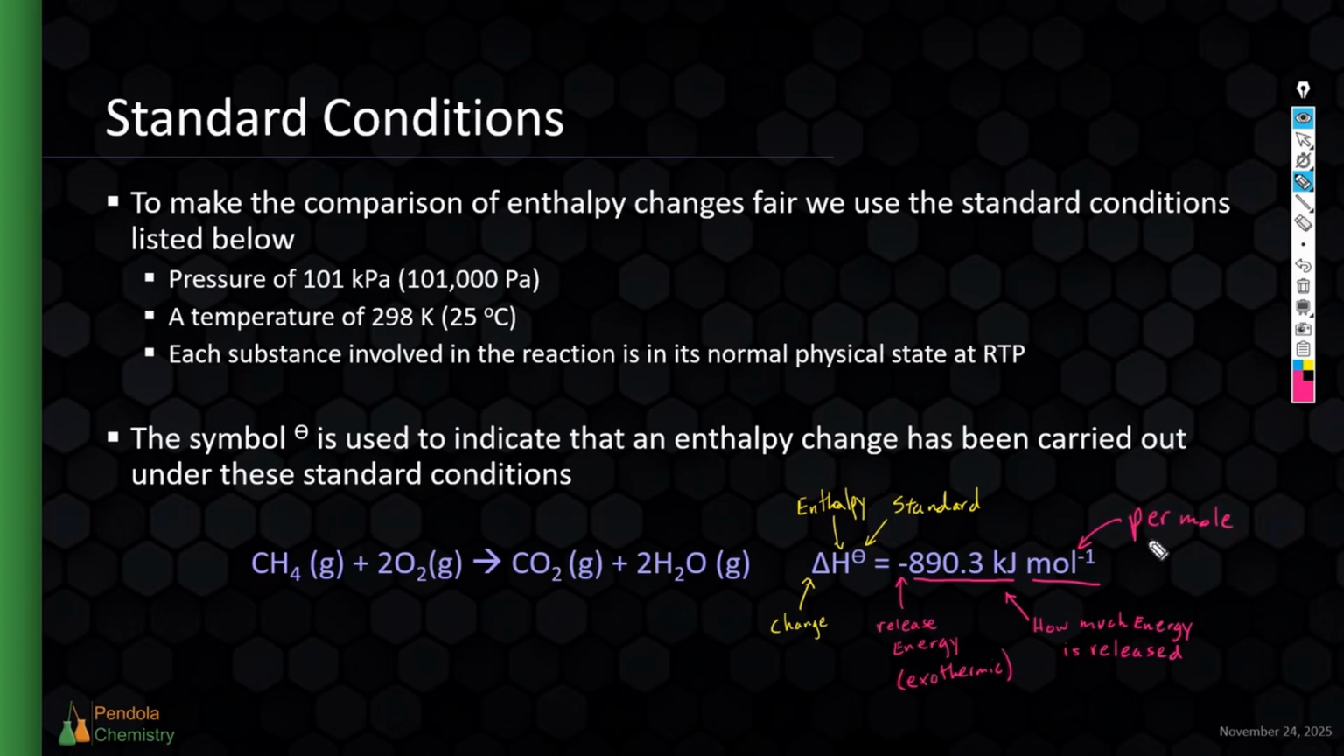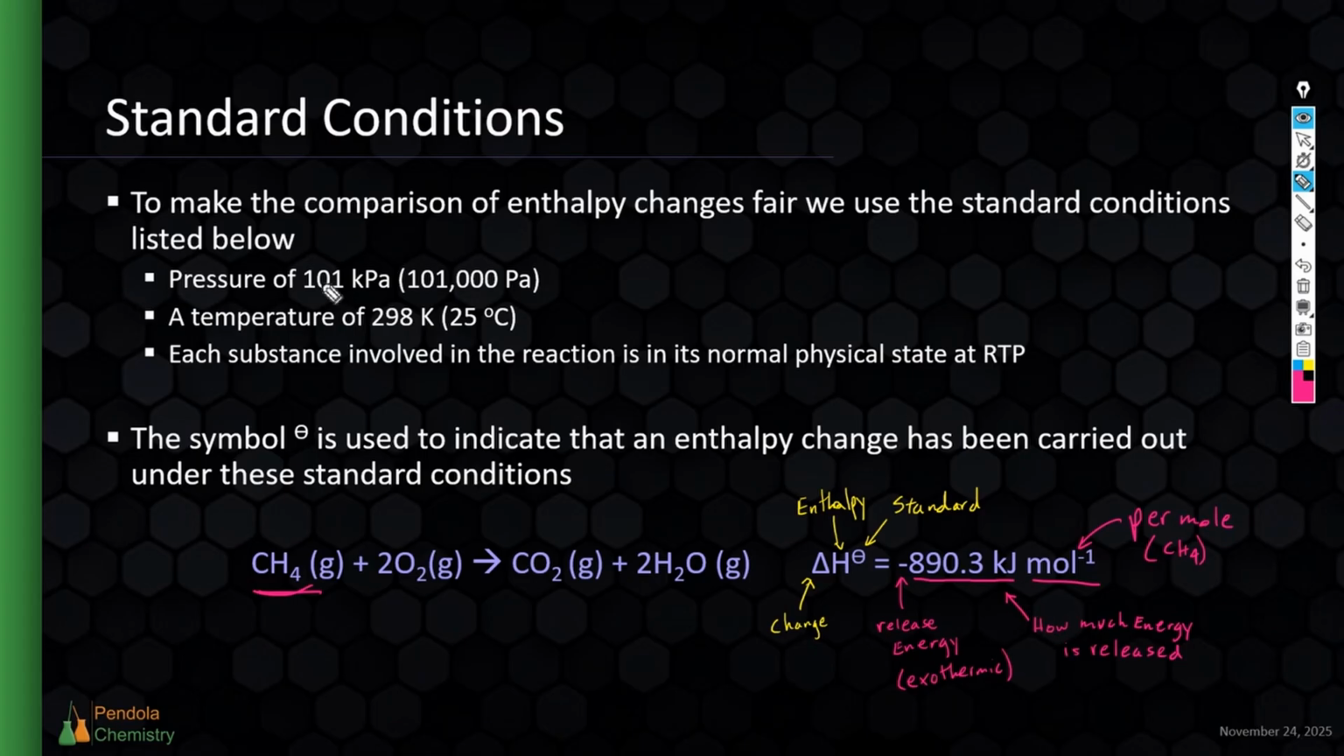Per mole of what? Well, in this case, methane, although that's going to change for every different standard enthalpy change that we see. But this is the basics of these symbols. And this is very important. So again, this is per mole, but in this case, it's per mole of methane that's being burned. Different enthalpy changes, which we'll discuss in this section, will have different per moles. So that's what everything means.